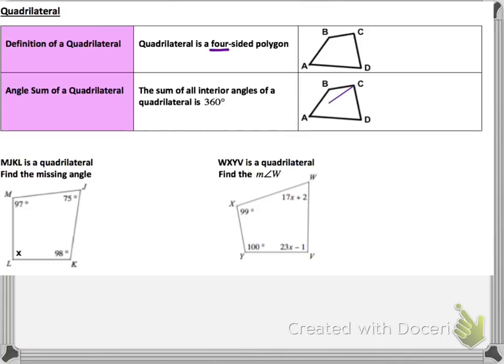So one way to look at that, if we take that quadrilateral and draw a line through it, we end up with 2 triangles. And the sum of the interior angles of a triangle is 180 degrees. So we have 180 degrees here. We have 180 degrees here. All of that together makes 360. So angle A plus angle B plus angle C plus angle D equals 360.